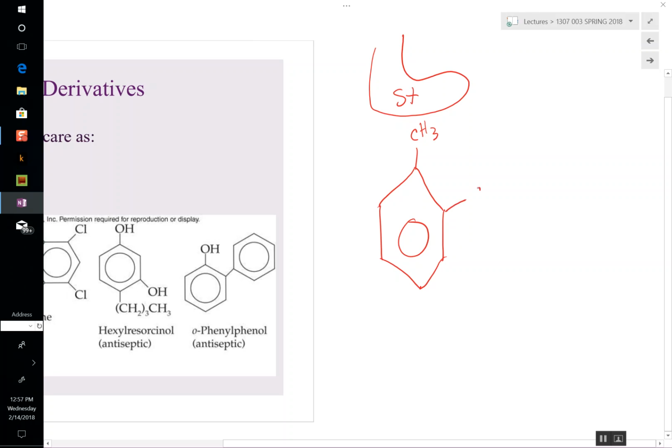That's why. Maybe you could have a methyl here. That would be the ortho position. You could have a methyl here. It would be the meta position. And you could have a methyl here, and that would be the para position. Okay. And the stomp, wait, don't take a picture yet.